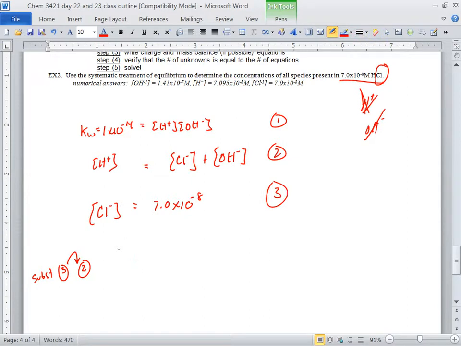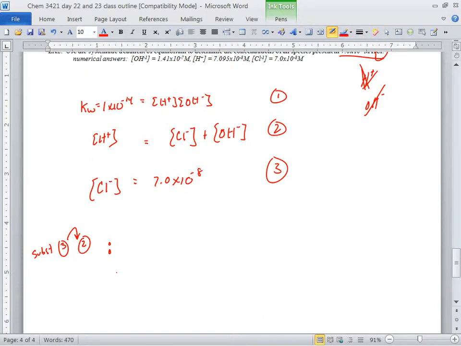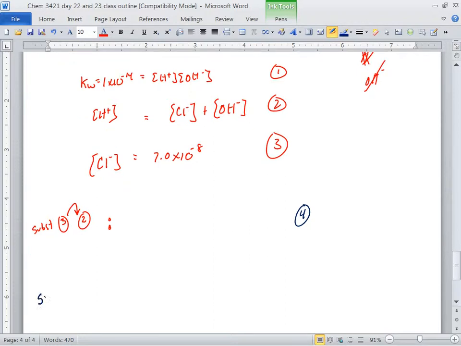Substitute 3 into 2. And then we'll have a new equation. I guess you can call it equation 4 or something if you want to keep track of all this stuff. And then we'll substitute 4 into 1. Because when you do that, you'll have one equation with one unknown in it. Okay. So let's substitute 3 into 2. What we're saying is put that 7 times 10 negative 8 in for the chlorine. So we'd have hydrogen ion equals 7 times 10 to the negative 8 plus hydroxide.